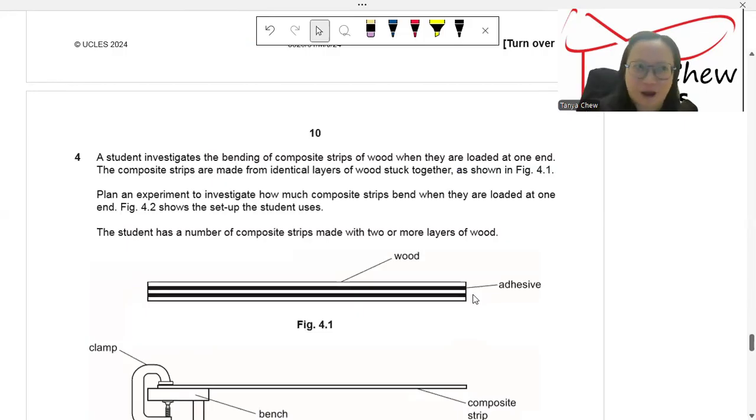Question number 4, my favorite part: planning experiment. I feel so good to plan the experiment, right? So we are the planner. Don't you feel great? Now, let me read the question.